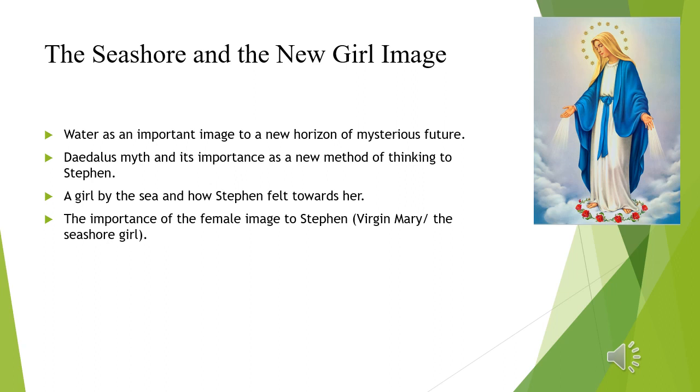The mythic aspect of the novel emerges clearly in this section with the reference to Daedalus. In Greek mythology, Daedalus was a renowned craftsman who built a pair of wings for himself and a pair for his son in an attempt to escape imprisonment on the island of Crete.